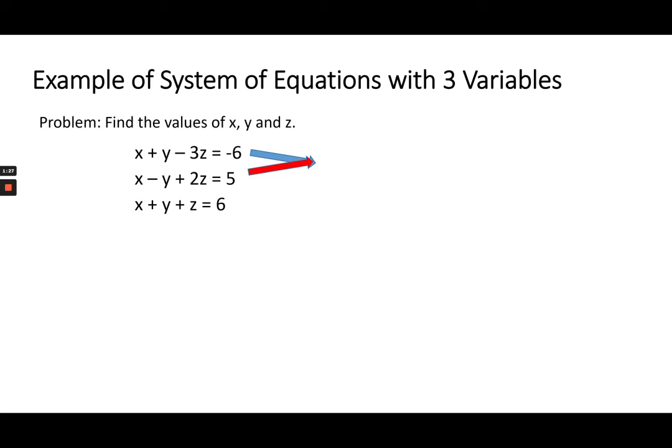If we pair it up and perform addition, x plus x is 2x, negative 3 plus 2 is negative 1, negative 6 plus 5 is negative 1. And that is your first new equation. The second pair will be the second and the third original equations. I will add them as well because y will be eliminated by addition. So x plus x is 2x, 2 plus 1 is 3z, 5 plus 6 is 11.